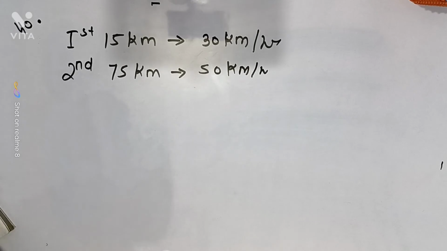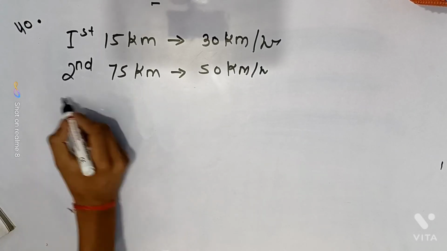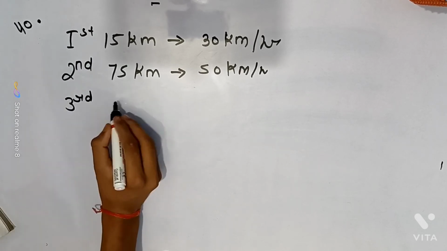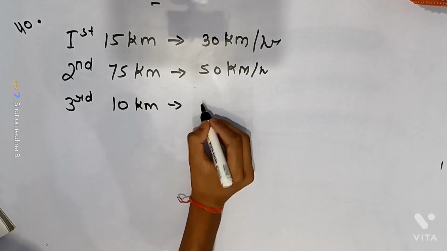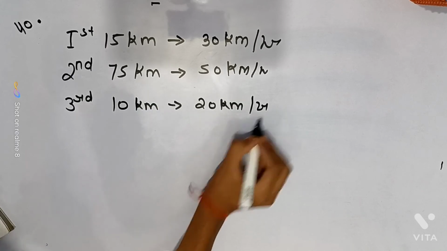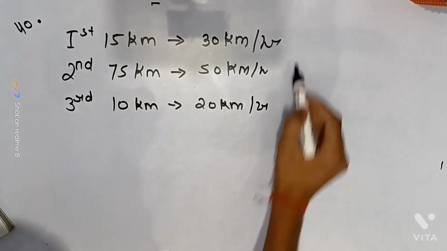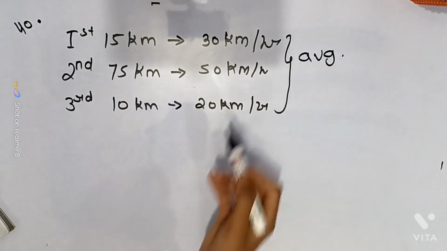Now the last 10 kilometers at a uniform speed of 20 kilometers, means the third and last 10 kilometers they traveled at a speed of 20 kilometers per hour, and we have to calculate the average speed of the entire train, means we have to take out the average. So simple, it is very simple.